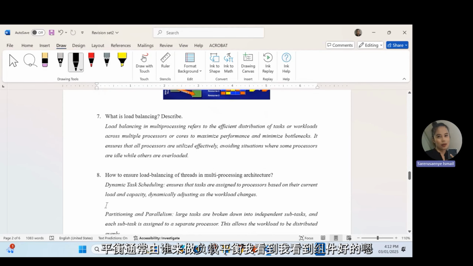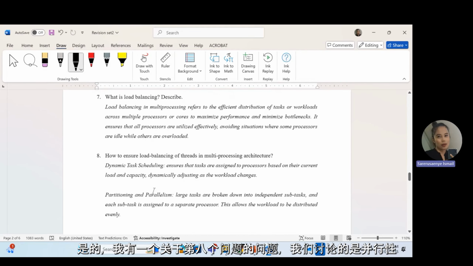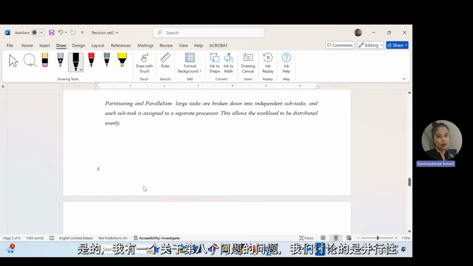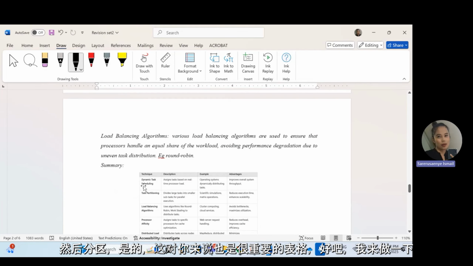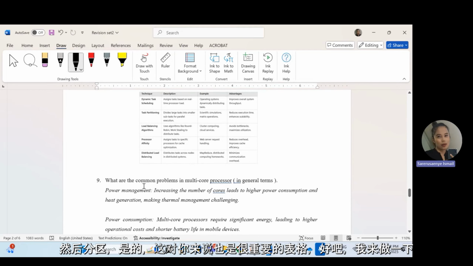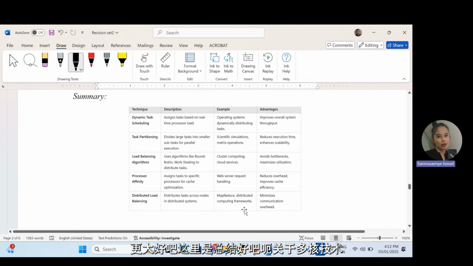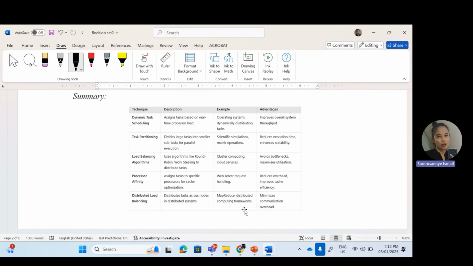Okay, and yeah, I will have a question about question number 8. We talk about parallelisms and partitioning. And then, yeah, this is also an important table for you. Okay, let's make it bigger. All right, here. This is the summary about the techniques in multi-core.